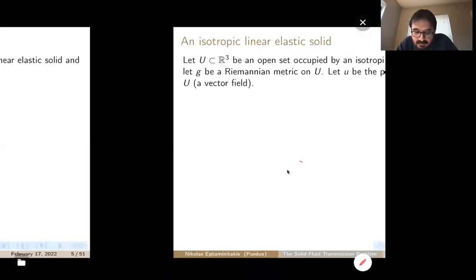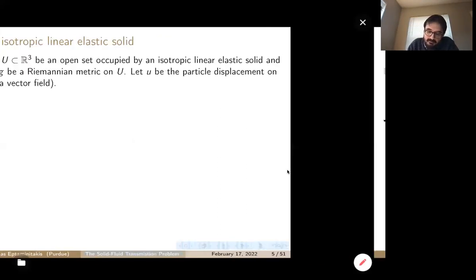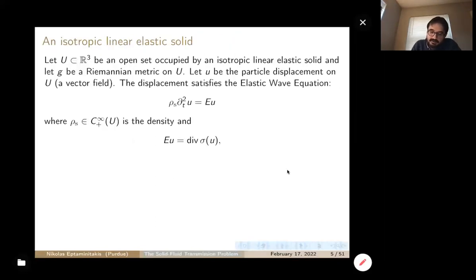Now, the main quantity that we're going to try to model is the particle displacement. And there are different ways you can do that. You can think of it as a vector field or as a covector field. In this work, we're thinking of it as a vector field. And then it follows by Newton's law that the displacement satisfies the elastic wave equation. Here, rho is the density of the solid, and we have the second time derivative of the displacement being equal to the elastic wave operator applied to the vector field U.